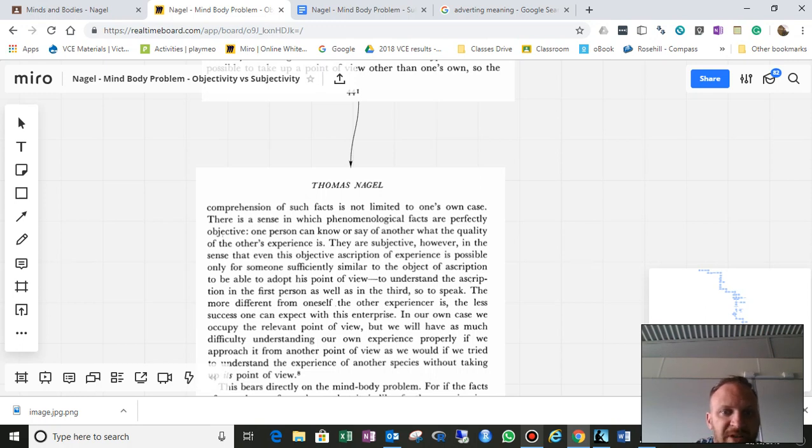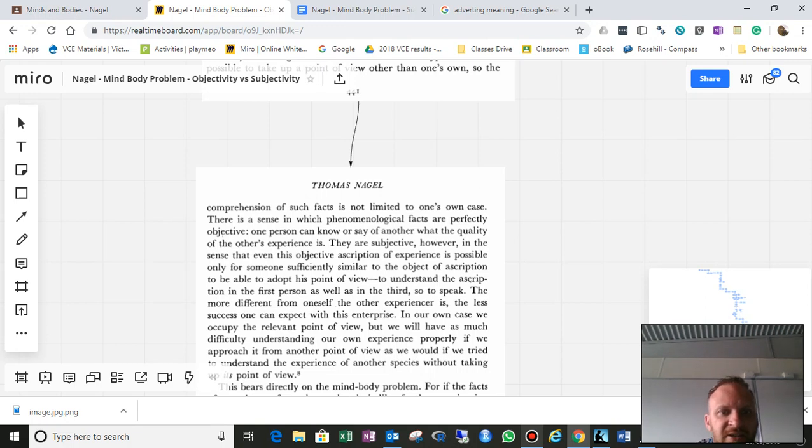They are subjective, however, in the sense that even this objective ascription of experience is possible only for someone sufficiently similar to the subject of ascription to be able to adopt his point of view. I.e., it's much easier to assume another human's point of view because you're similar. But a bat, you might be able to assume like 1% of it, but you can't fully understand what it's like to experience being a bat, okay? Because some of that experience is objective, but most of it is completely subjective, okay?